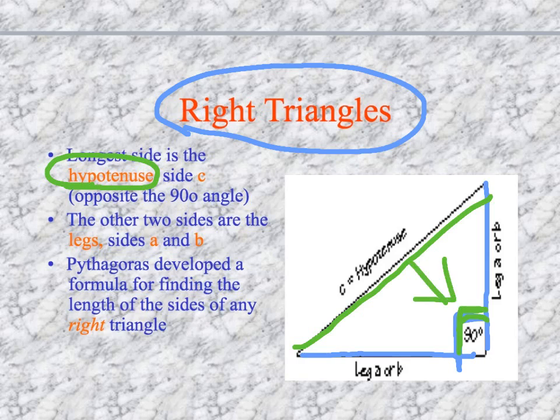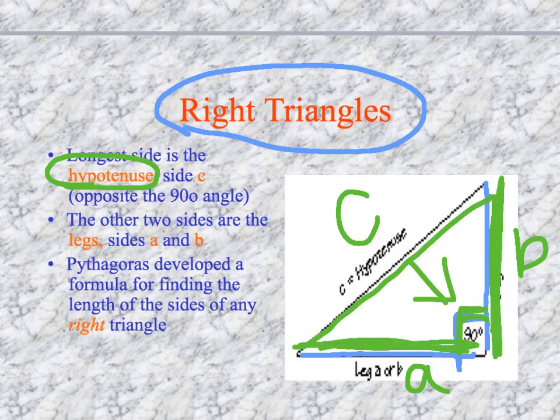And we're going to call leg 1 A, leg 2 B, and then the hypotenuse always stands for C. If you were to make this side A and then this side B, it doesn't matter, as long as you make sure that the hypotenuse is C. That's the only one that truly matters.